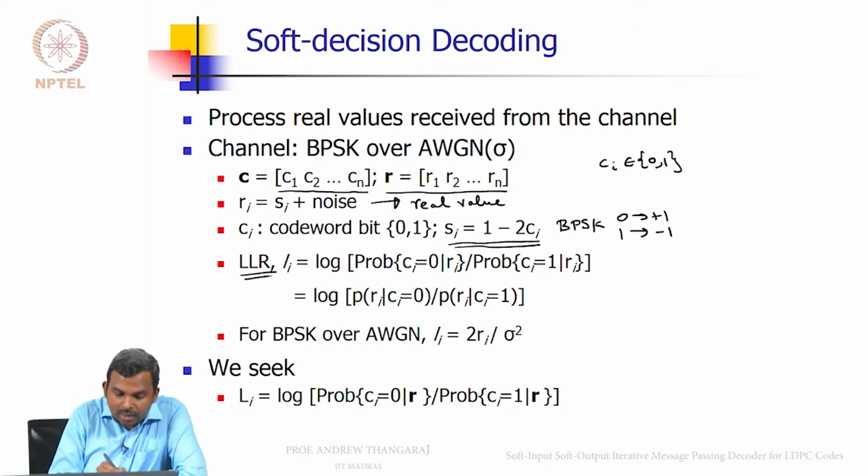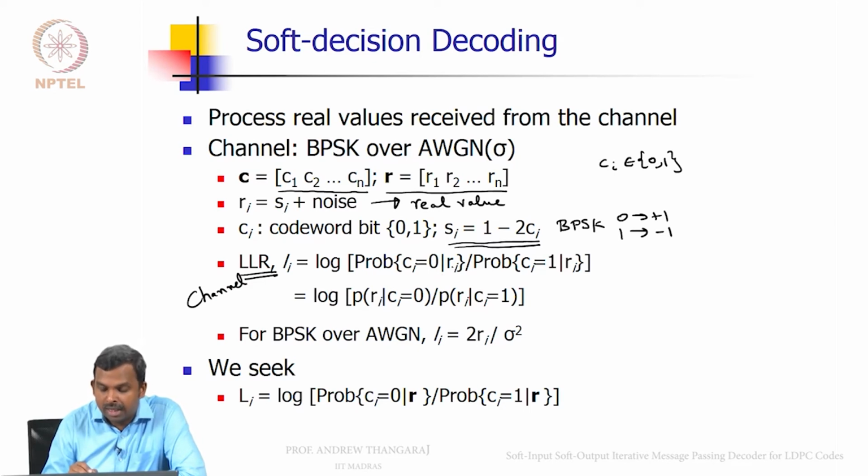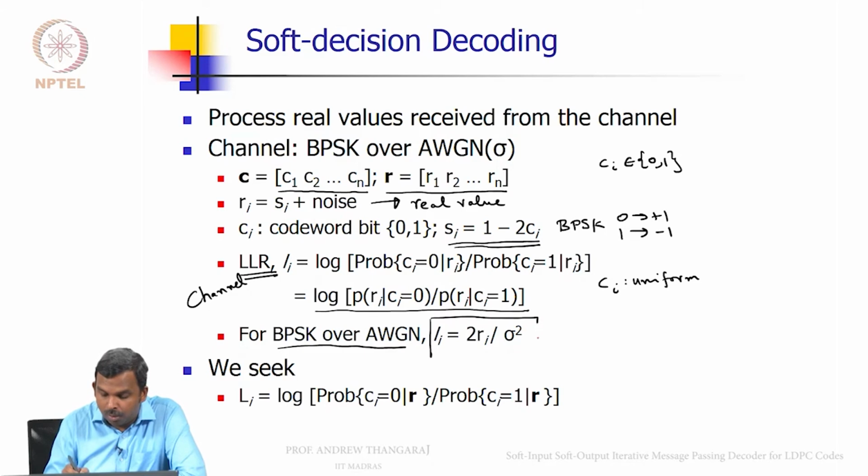We talked about this LLR, which is the channel LLR. It is the log of the ratio of probabilities of Ci given the particular received value Ri alone, and that becomes this, assuming Ci is uniform. Then for BPSK over AWGN you have this very simple formula for the LLR. So we saw this before: 2 times Ri by sigma squared is the channel log likelihood ratio for the particular received value. Given Ri alone, the belief on the bit is 2 Ri by sigma squared. So Li is proportional to Ri, and the constant is 2 by sigma squared.